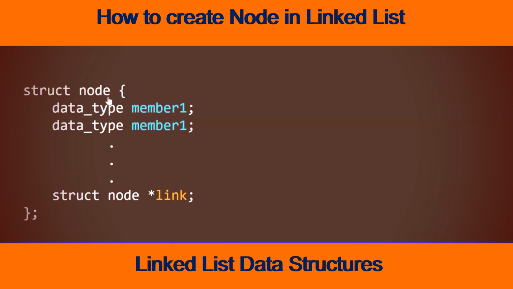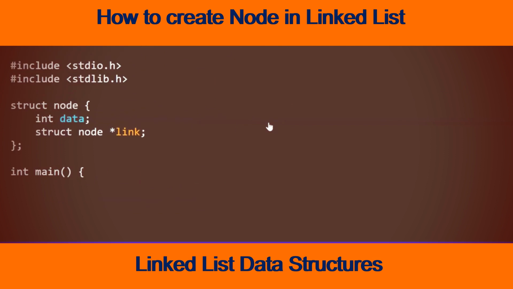Now, in general, a struct node looks like this. Here we could have multiple data, but there must be only one pointer. It should be well noted that when we are talking about a single linked list, only one link is allowed, but we could have multiple data. This is possible. Now, let's discuss how to create a node in C programming language.